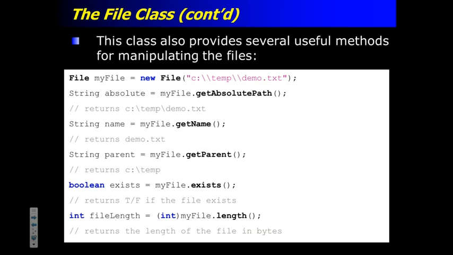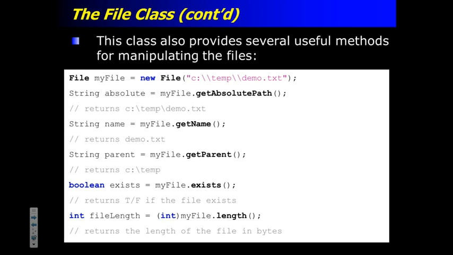Okay? Then there's one called getParent. And what does getParent give you right here? If this is the full name, and this is the middle and last name, what does parent give you? The first name. Okay? You can use a method called exists to determine whether the file actually exists, because sometimes you're trying to manipulate files that don't actually yet exist on a system. You can get the length of the file in bytes.